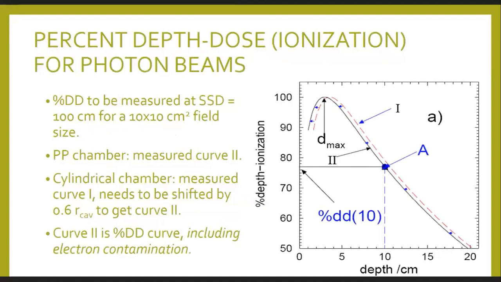So to measure the percent depth dose here, we place the chamber at the point of measurement, which is the central axis of the chamber. Then after measuring PDD, that curve needs to be corrected for the effective point of measurement. We said that it's at 0.6 R closer to the source. So the whole curve has to be corrected, or shifted, by 0.6 R in order to get the percent depth dose of the photon beam.